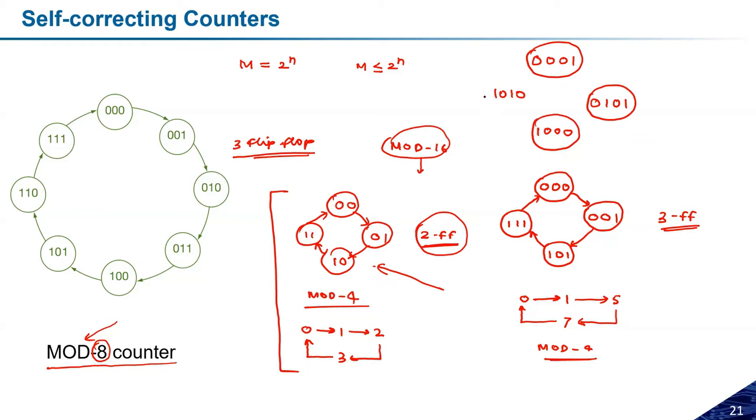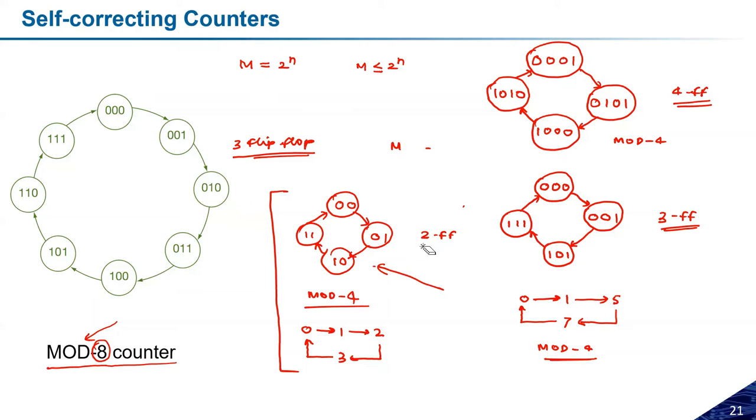Again, if I look at the total number of sequences that I have to count here, it is 4. It starts from 0001, then moves to 0101, then 1000, then 1010. So again, we can claim that this is a mode 4 counter. But because the total number of bits here is 4, the total number of flip flops required will be 4. This is how we decide how many flip flops are required, based on the number of bits. If anyone has any doubt at this point, you can ask questions. Otherwise, we can move ahead.